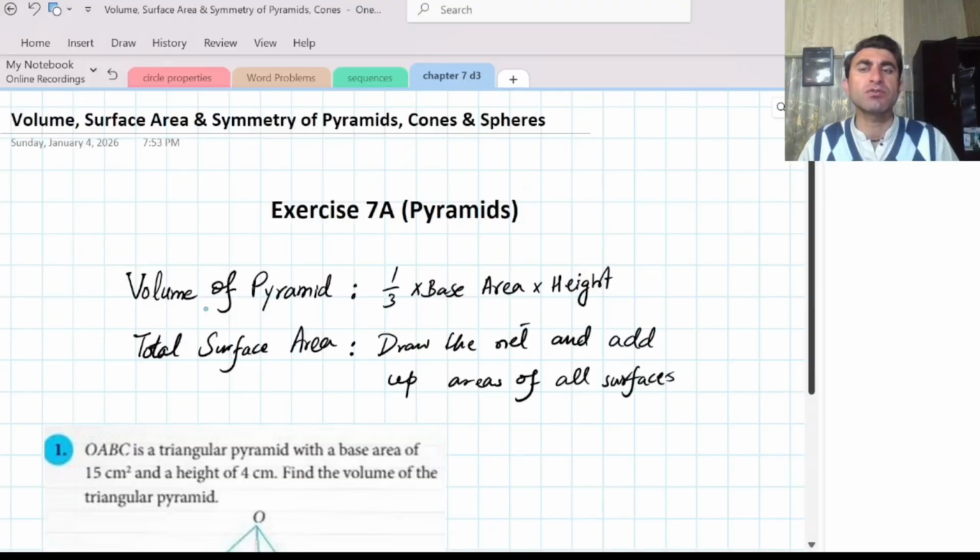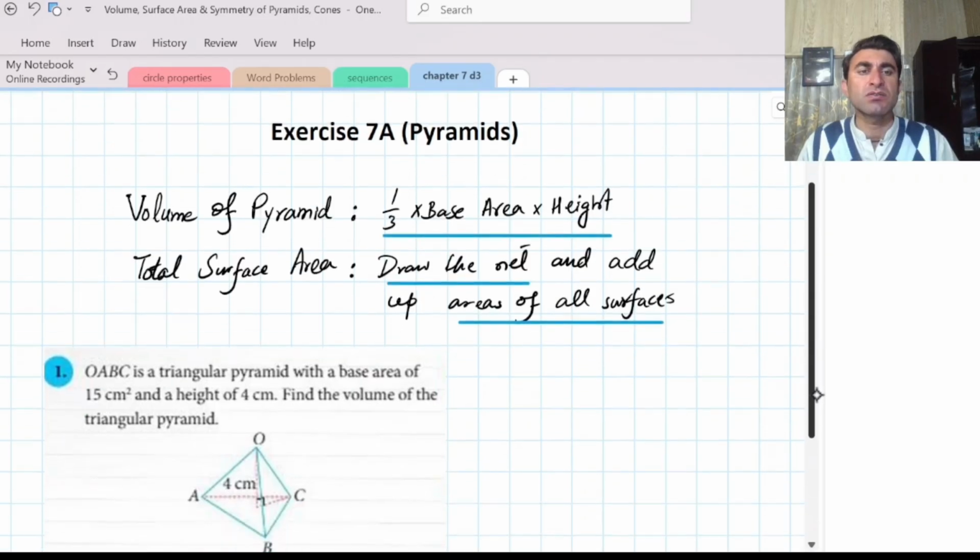Before we jump to the questions, remember that the volume of a pyramid equals one third the product of base area and height, and there is no formula for the total surface area of a pyramid. So we will draw the net of that pyramid and then add up the areas of all surfaces. Now let us start question number 1.